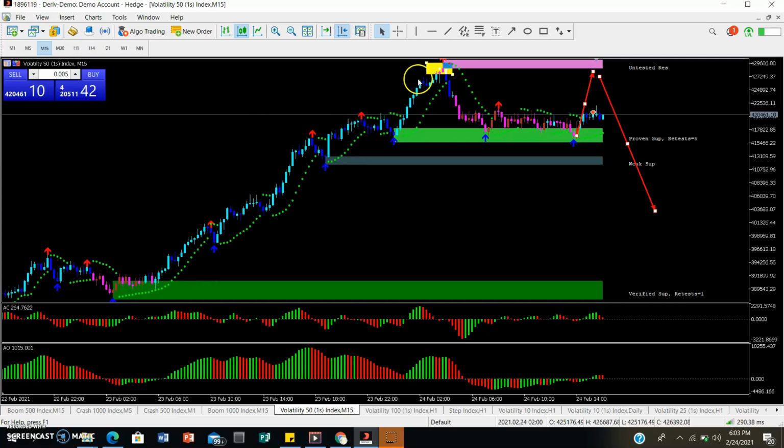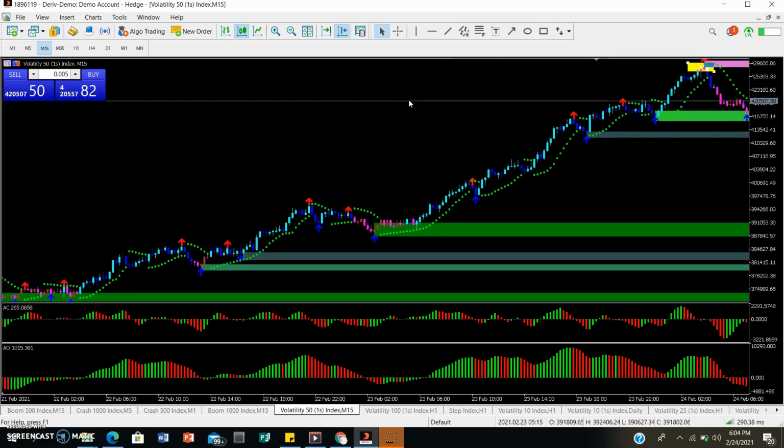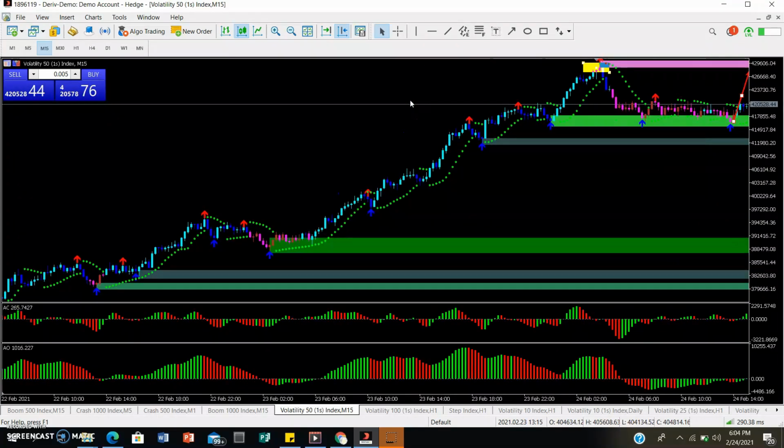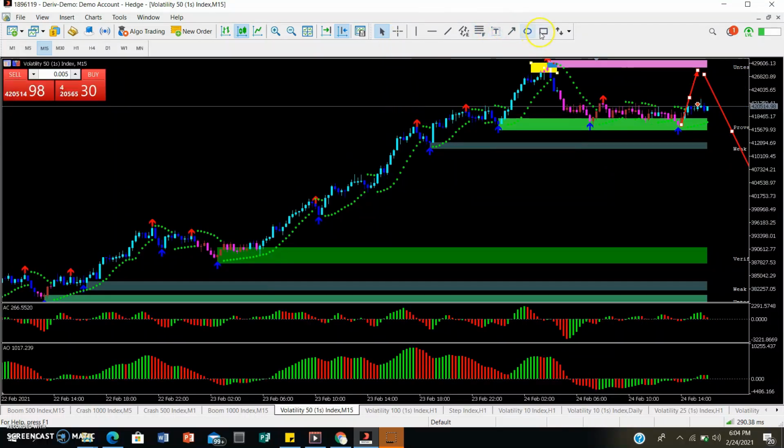So let's take an example for a trade that one can take. I didn't want to use this example here, but okay, let me use this example here. What you see right here is a triple confirmation, right?